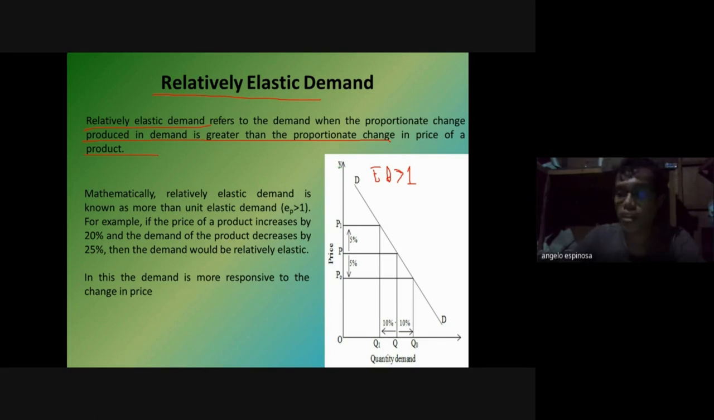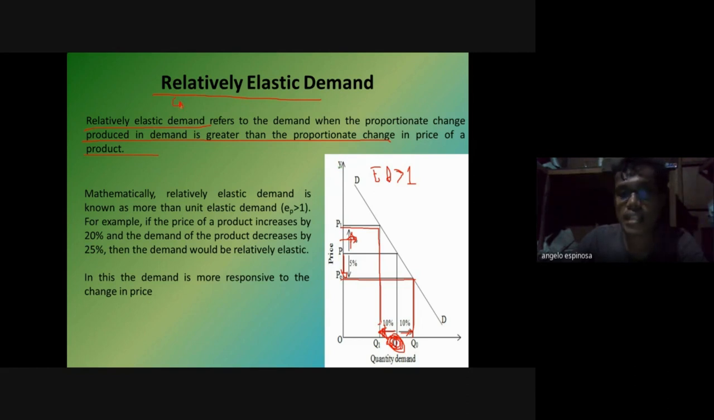Example, as you can see here, bumaba yung tinatawag nating quantity demanded. Bumaba ng 10%, nagkaroon ng 10% less. Bakit? Because the price is increasing. Yung pinag-usapan natin, law of demand, when the price is increasing, the quantity demanded is decreasing kasi walang bibili. If you lower the price, that will give you an increase in the quantity demanded kasi mas maraming bibili pag mababa ang presyo. So that is what we call relatively elastic.